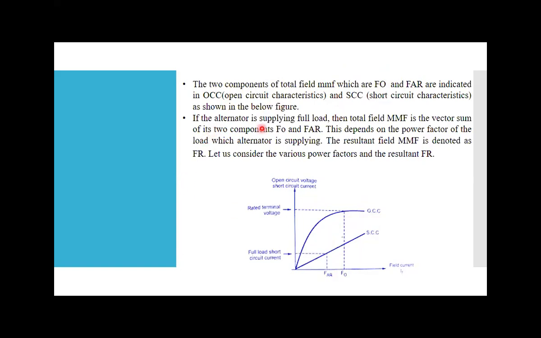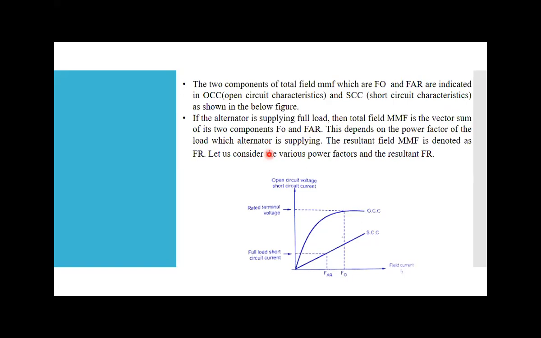Now, if the alternator is supplying full load, then the total field MMF is the vector sum of these two components, FO and FAR. This depends on the power factor of the load, which type of power factor we have. So again, we have three things.